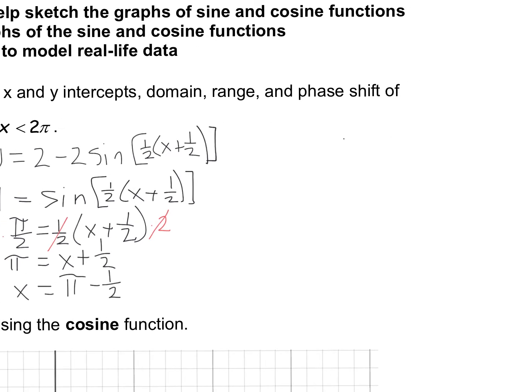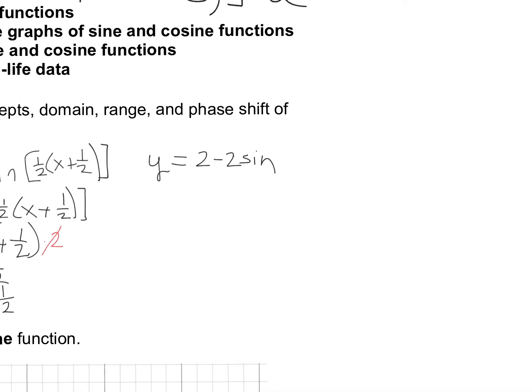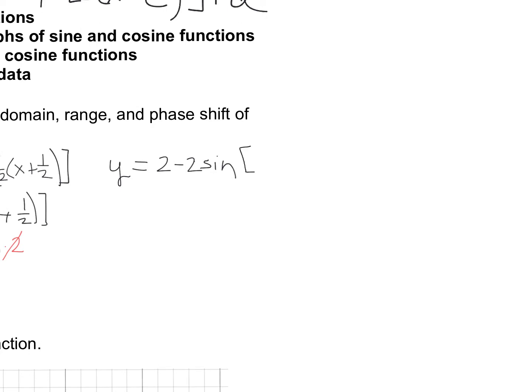For the y-intercept, we plug 0 in for x. So I have y equals 2 minus 2 sine of 1/2 times, plugging in 0 for x, plus 1/2. I'm just rewriting the equation here. And so now we get y equals 2 minus 2 sine of 1/2 times a half, so that'd be sine of 1/4.